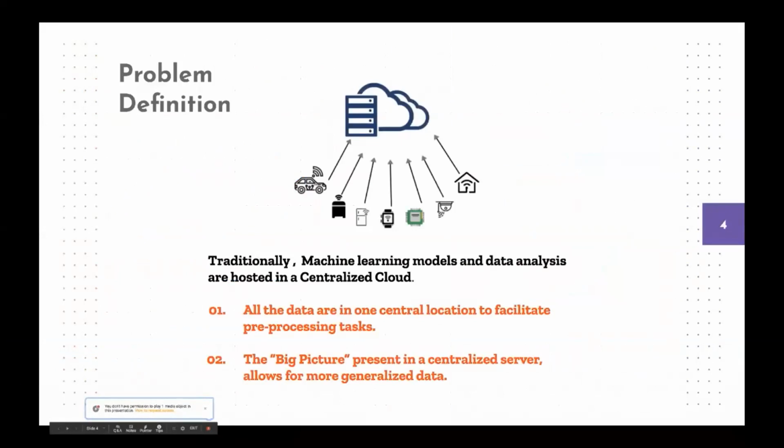Traditionally, all the machine learning models and the data analytics were hosted in a centralized server or a centralized cloud. All the data was put in one central location to facilitate all the pre-processing tasks, as this made it easier. When the big picture was all presented in a central server or cloud, this allowed for a more generalized form of the data.